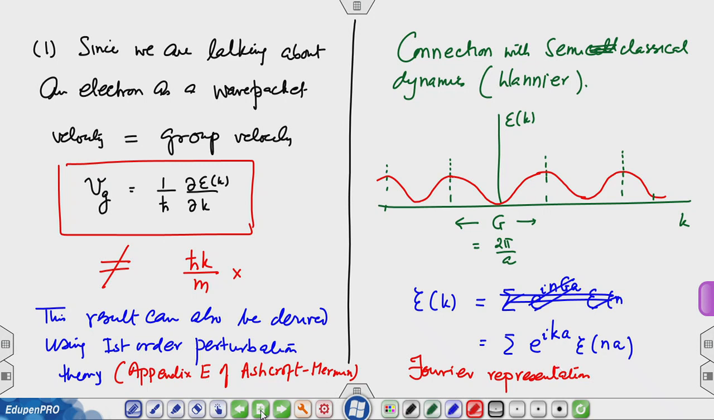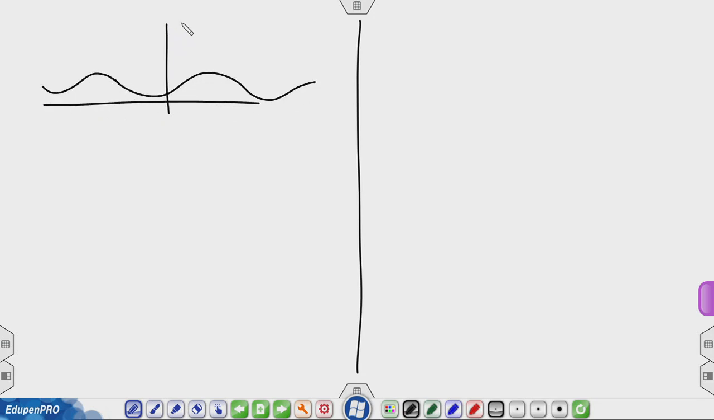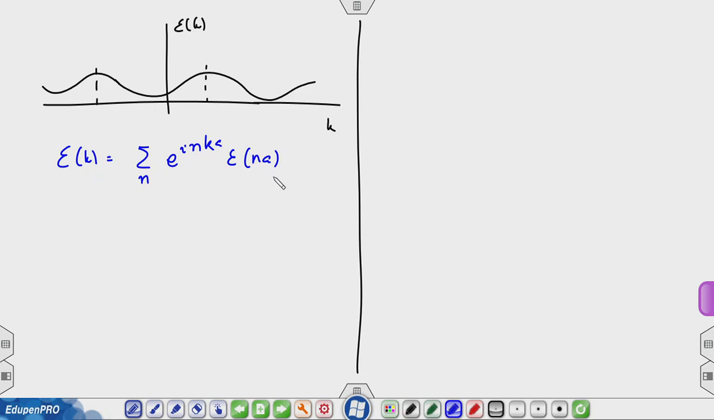So, this is a Fourier representation of this. In a band, energy E k is periodic with G, and any periodic function can be written as a Fourier transform, and therefore, I have written this as E k equals summation over different lattice sites e raised to i n k a E n a, where E n a is some Fourier transform of E k with respect to k. Now, replace k by minus i d by dx.